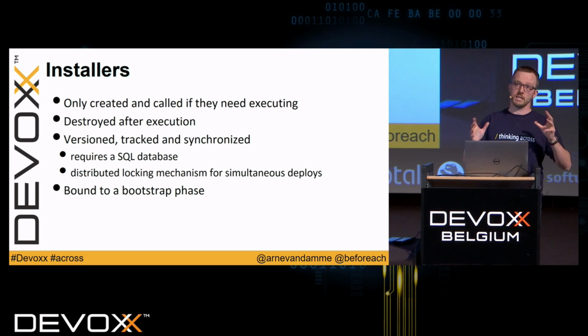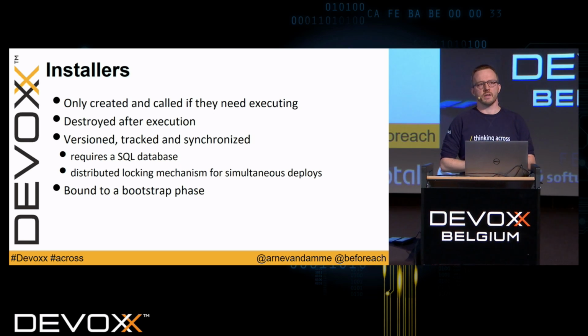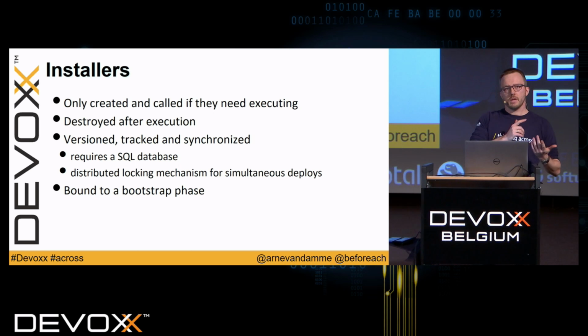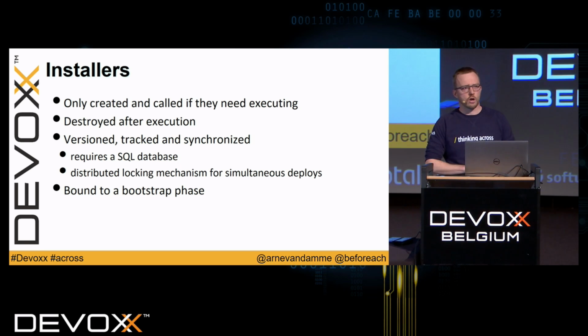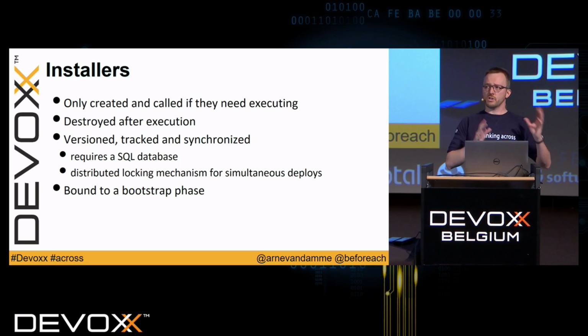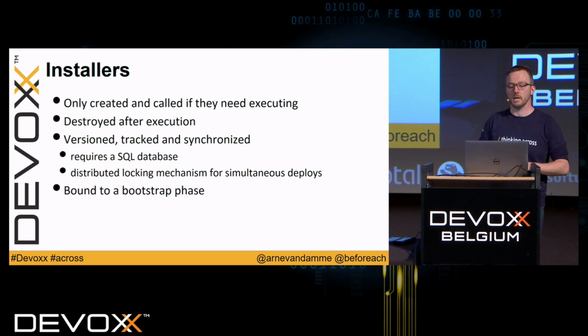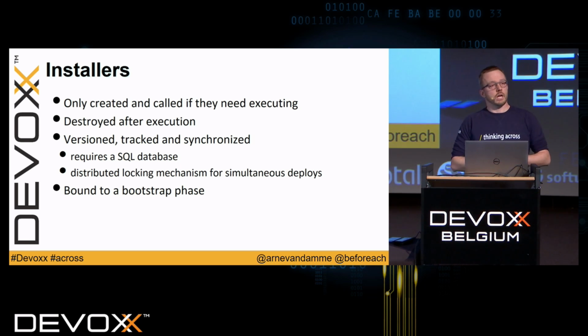It's because installers are a little bit special, right? And they are one of the more important features that we found when it comes to building self-installing modules. So what's the difference? Installer beans are only created and called if they need executing. And once they're done, they're destroyed. But they're destroyed in such a way that the only thing that will remain basically is the class that has been loaded in the class loader. There will not be any bean, there will not even be a bean definition visible anymore.